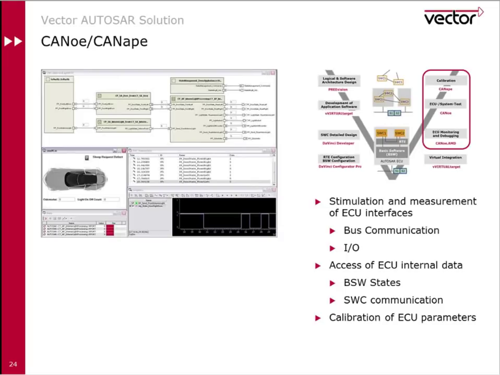Finally, of course, we have our Canoe tool, which is very well known in the industry, so I don't want to spend too much time introducing Canoe particularly, but I want to highlight its AMD feature, AUTOSAR monitoring and debugging, which, if supported by the basic software modules underneath, allow you to debug and monitor in real time the internal variables of the AUTOSAR basic software stack.